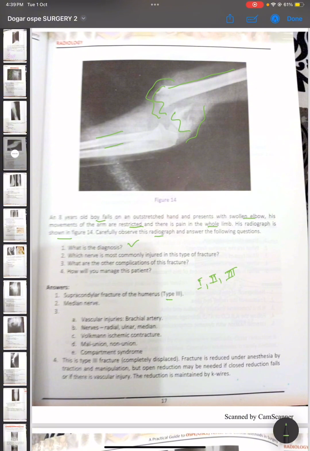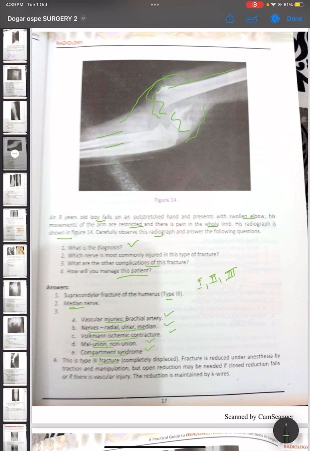Which nerve is most commonly injured in this type of fracture? The median nerve supplies here, so the most commonly injured nerve is the median nerve. What are the other complications of this fracture? This can lead to vascular injuries, brachial artery injury, nerve injuries of the radial, ulnar and median nerves, Volkmann's ischemic contracture, malunion or non-union, or compartment syndrome. How will you manage this patient?